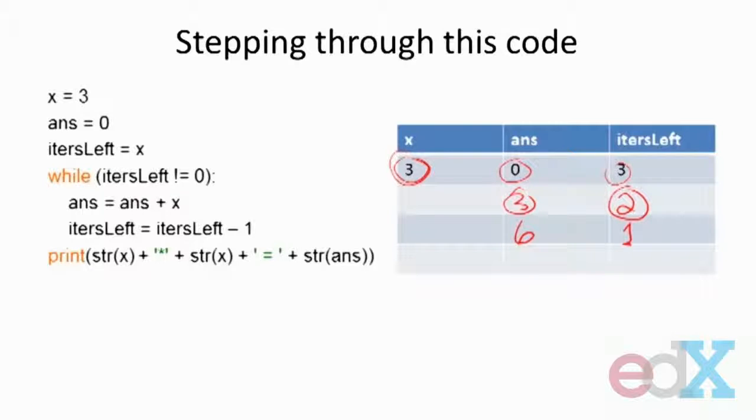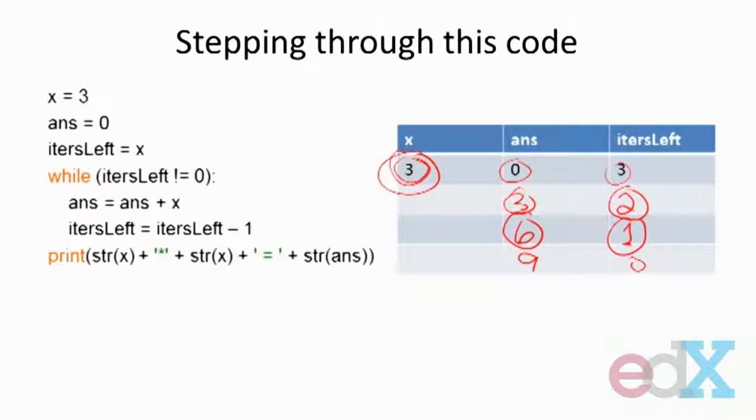And again, I go back to the loop. That is not equal to 0. So the test is still true. So again, I take answer, I take x, add them together, create that to be my new binding for answer, which is 9. I take iter's left, subtract 1 from it. There's my new value of iter's left. And again, I go back up to the top of the loop.